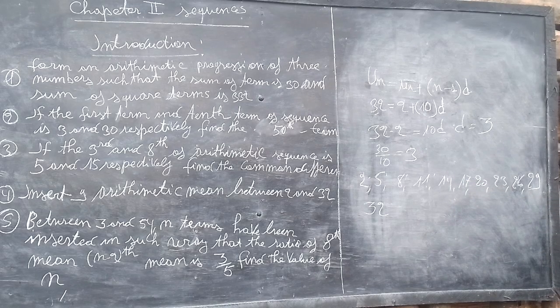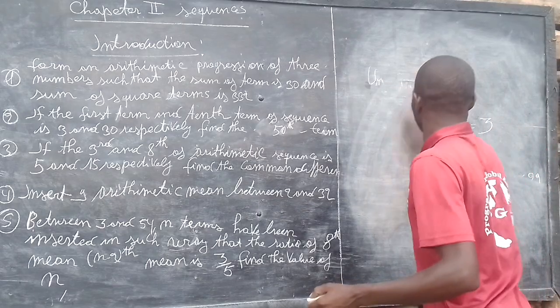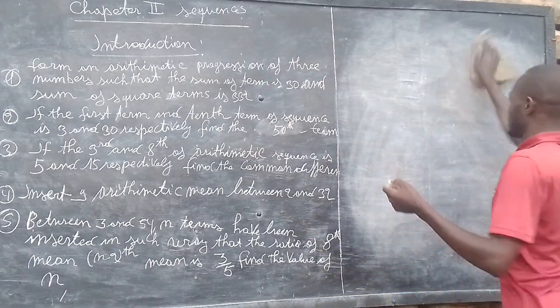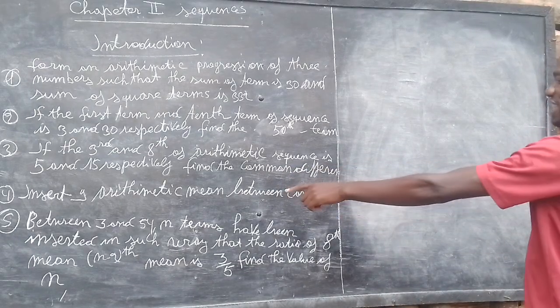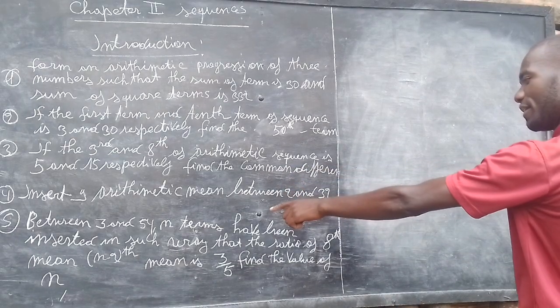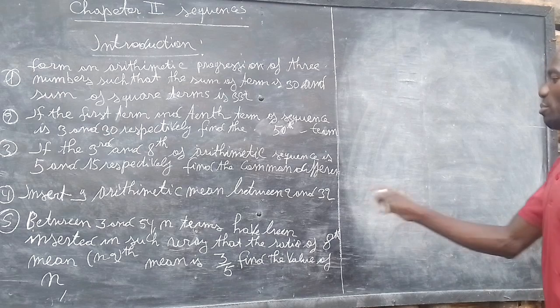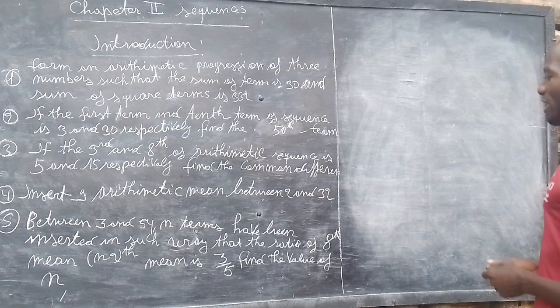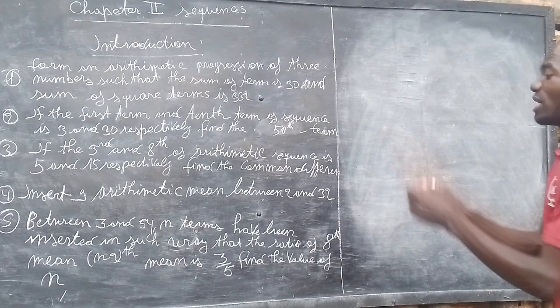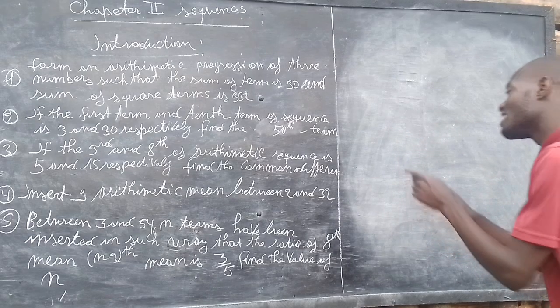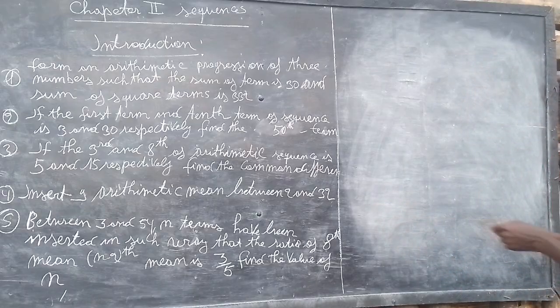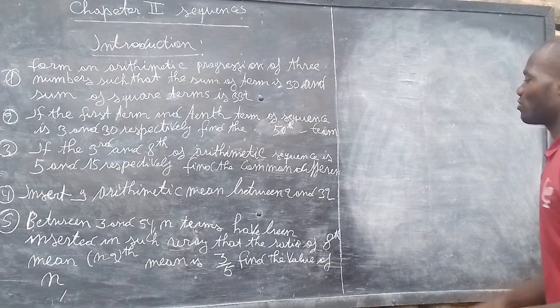So let's move to the last one. Between 3 and 54, n terms have been inserted in such a way that the ratio of the eighth mean to the (n minus 2) mean is 3 over 5. Find the value of n.